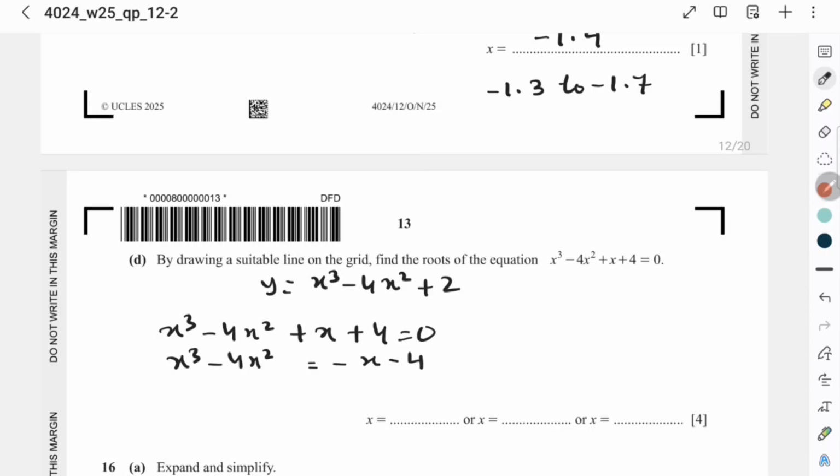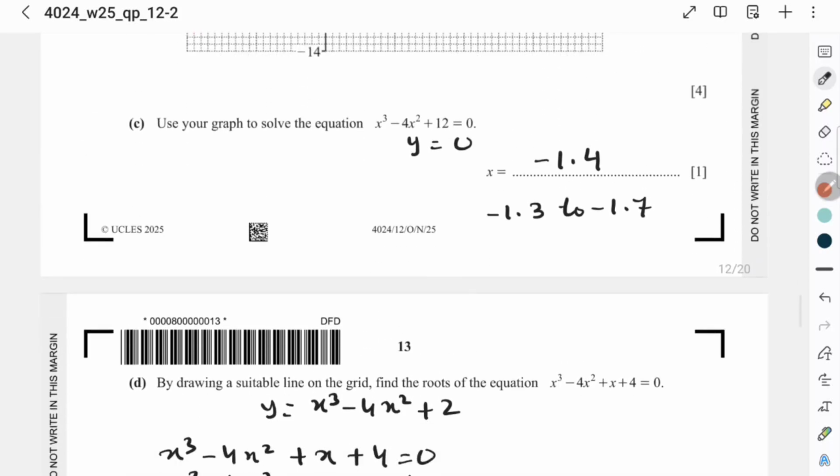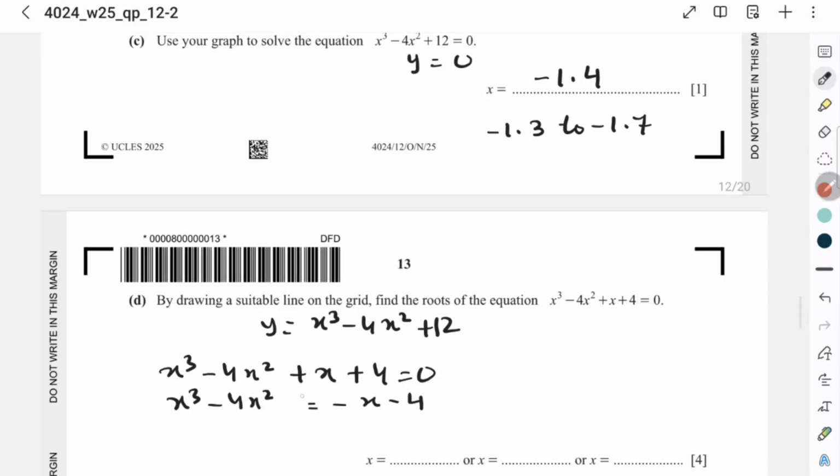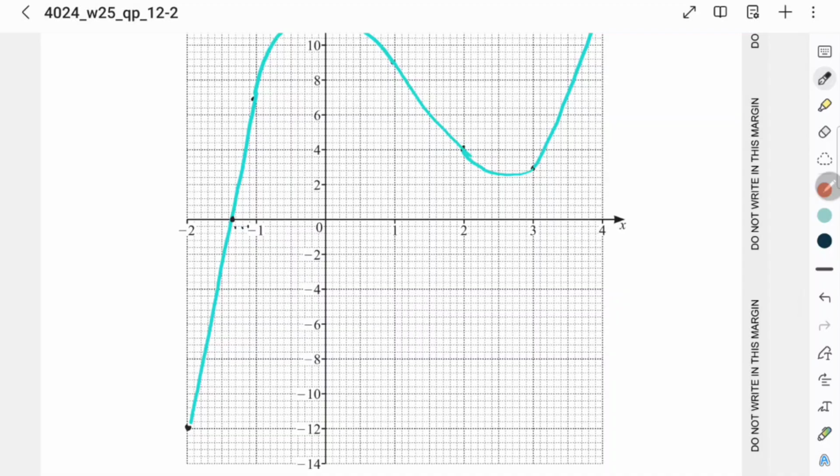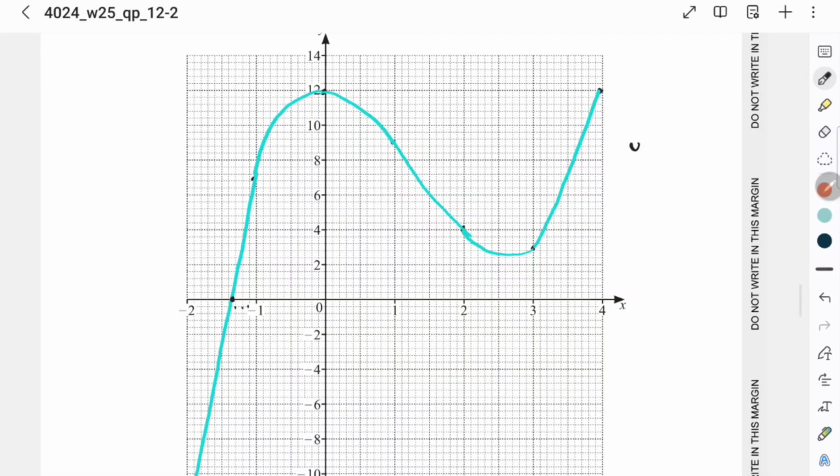Now we have to add plus 12 here to make the same y, plus 12 here also. So y is equal to minus x, and then minus 4 plus 12 is minus x plus 8. This is the equation you have to draw. Go back to the question. y is equal to minus x plus 8. Alright, so minus x plus 8. So I can take the numbers which are available on the graph. So if I take minus 2, minus into minus is plus 2.